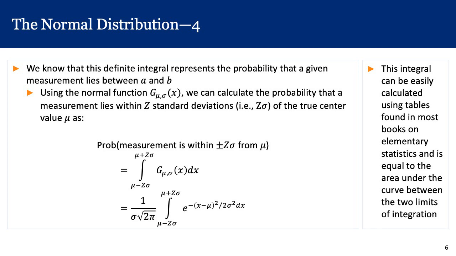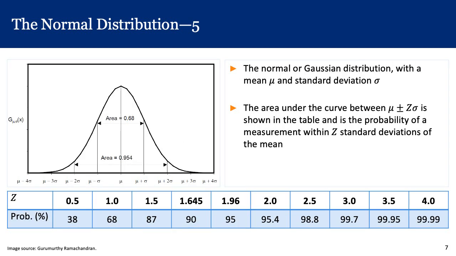And this integral can be calculated easily using tables found in most books on statistics. And nowadays, you can calculate it easily in Excel spreadsheets. And it is equal to the area under the curve between the two limits of integration. And in this case, it's mu minus z sigma to mu plus z sigma. So what is shown in this slide is a graph of this normal distribution, the Gaussian distribution. And on the bottom, there is a table showing different values of z and the probability of the area under the curve between mu minus z times sigma to mu plus z times sigma.